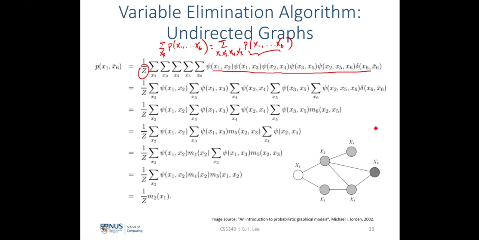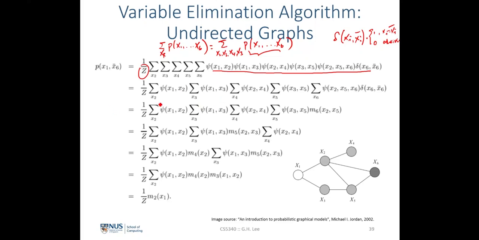And notice that we can also use the same evidence potential notation for the observation of X6 in this example here, where we denote the observation as delta(x6, x6 bar). So here, delta(xi, xi bar) will still be the same thing. It will be equal to 1 when xi equals xi bar and 0 otherwise.